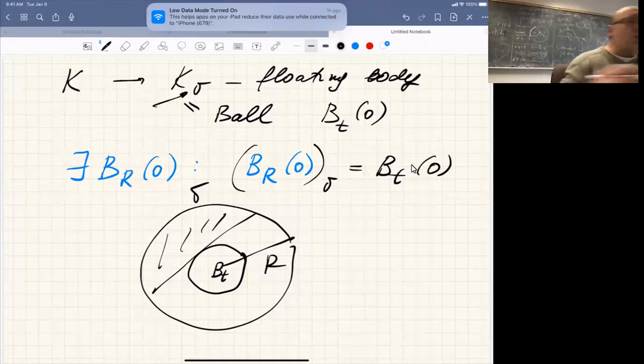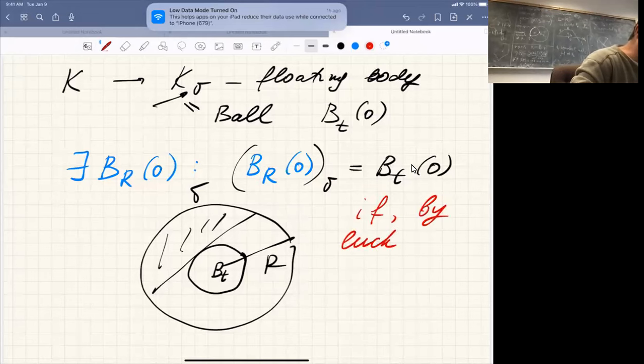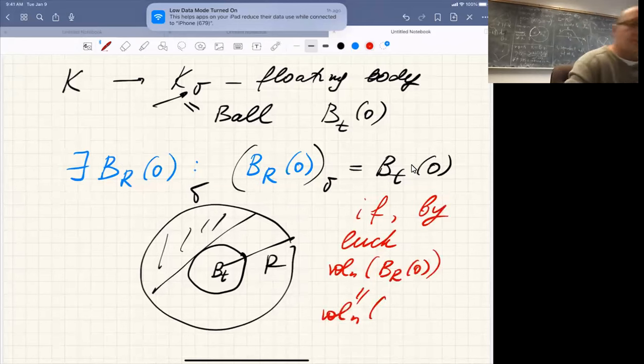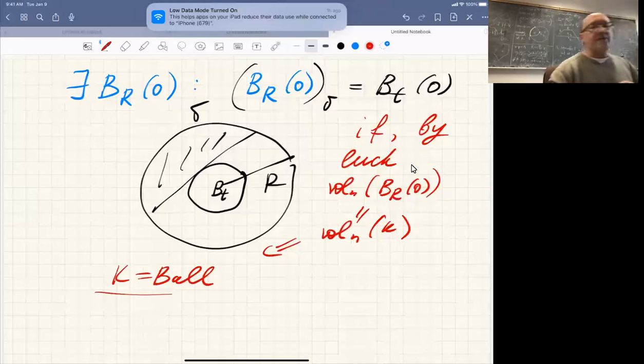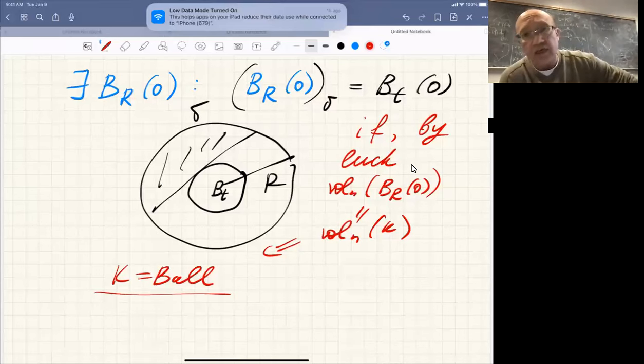But now I'm coming to your question exactly. What if, by luck, the volume of this large floating body is the same as the volume of your body, some kind of normalization thing. This is exactly what you're asking. Then true, K is the ball. This is a very beautiful and elegant application of, it's not trivial, it's like a 2 page proof. It's a very beautiful, elegant application of Jensen's inequality.